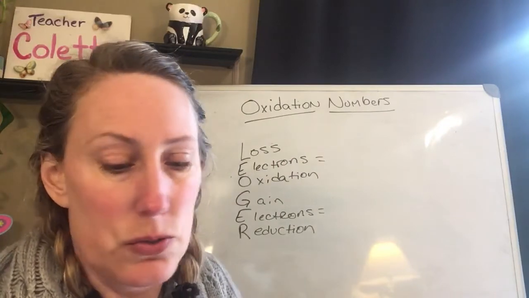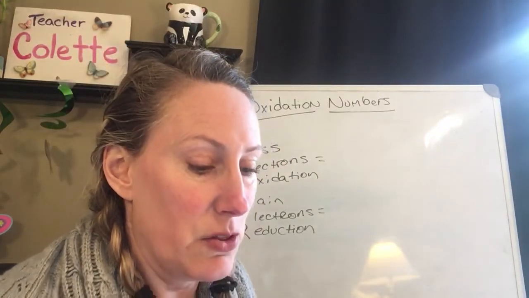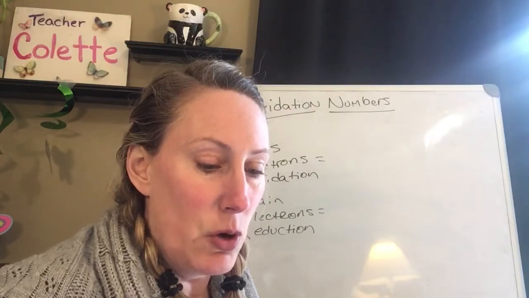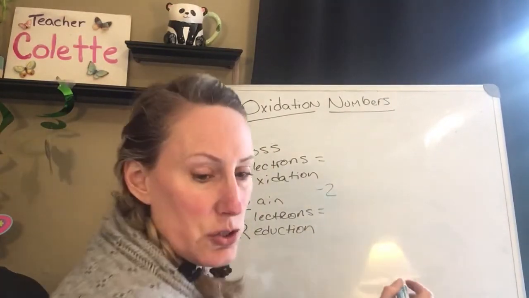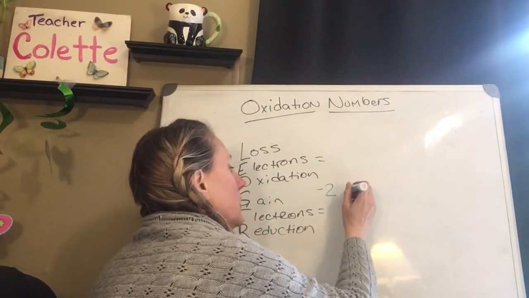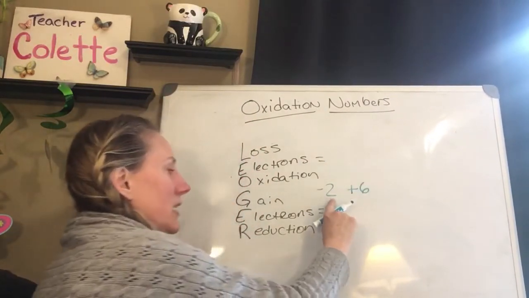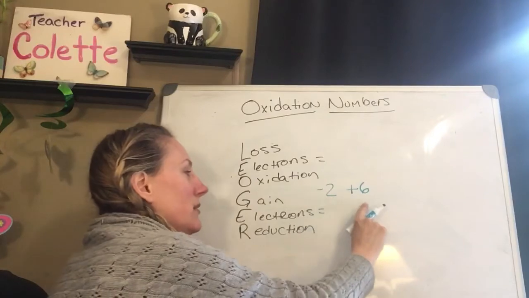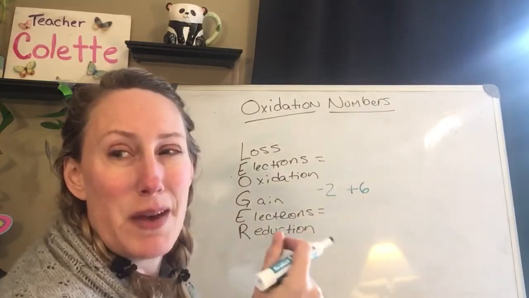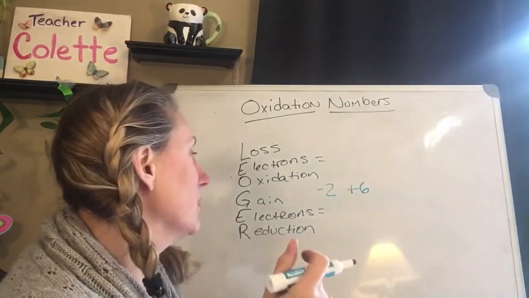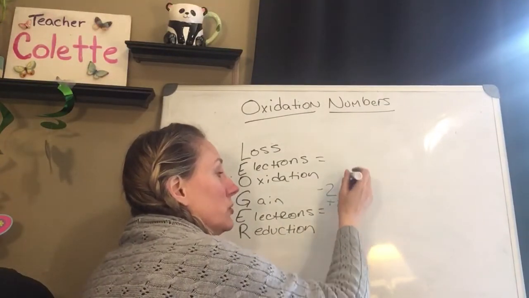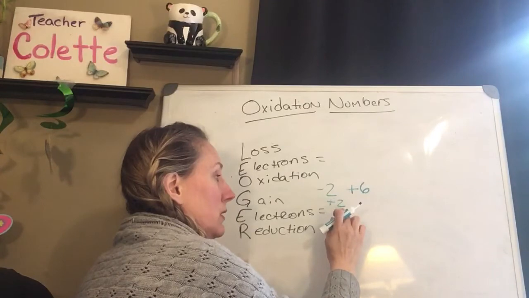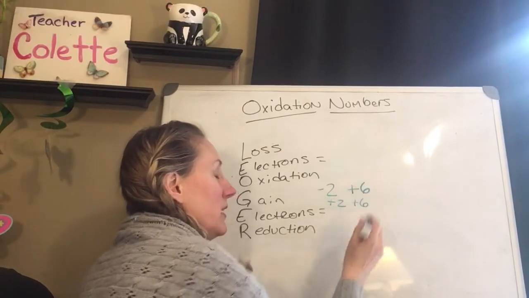Okay, so let's do example 16.3. It says a sulfur atom goes from -2 to +6. How do I go from -2 to +6? I have to add 2 to get to 0 and then add another 6 to get to +6.